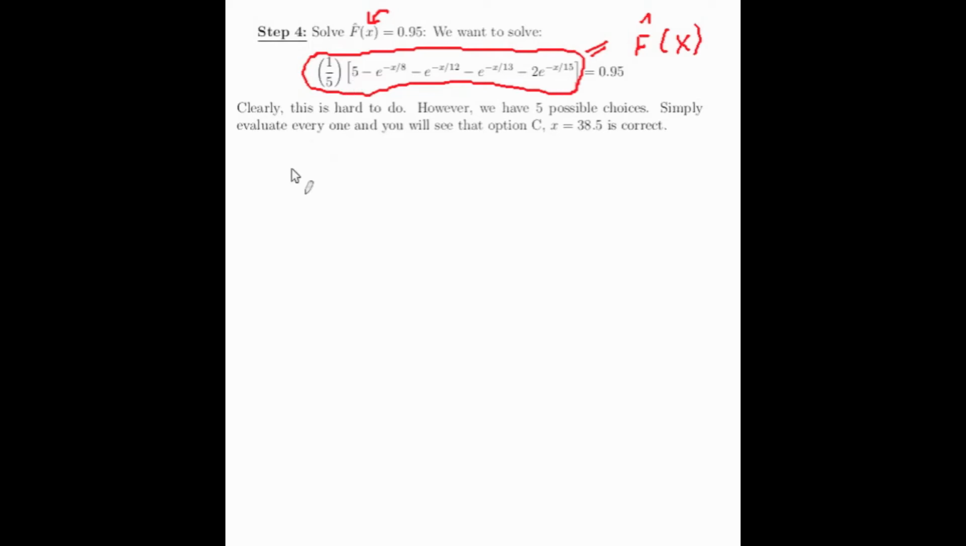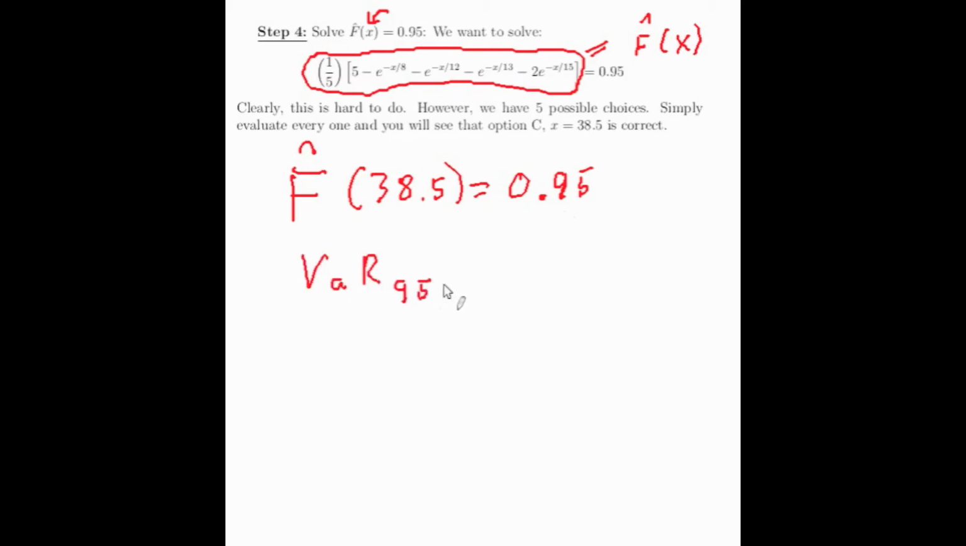And what you'll find is f hat of 38.5 gives you the correct answer that we're looking for. It's just about 0.95. So to solve the problem, you know that the value at risk at the 95th percentile of x is equal to 38.5. So that concludes this problem.